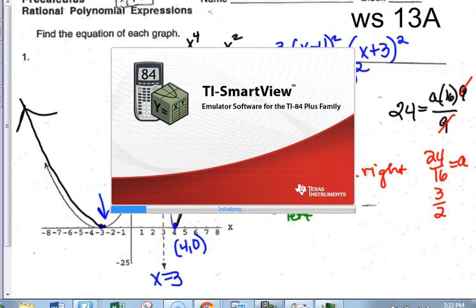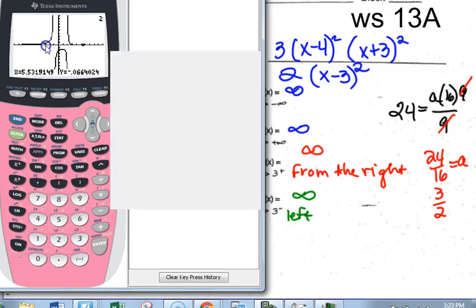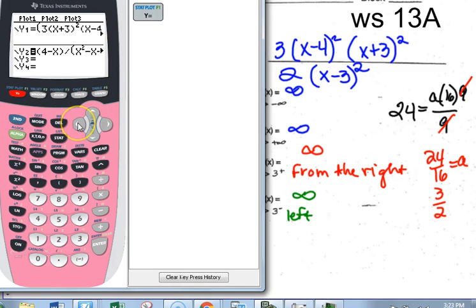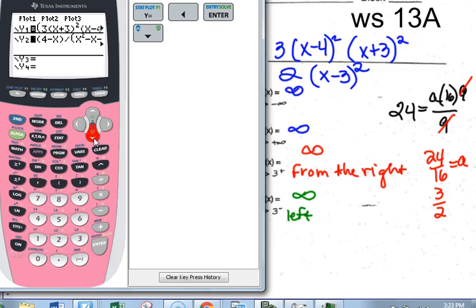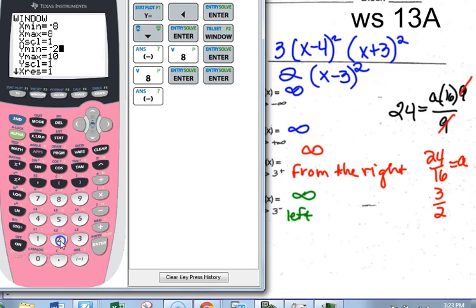All right, what I did, guys, I typed in my equation with an extra set of parentheses around the whole top, an extra set of parentheses around the whole bottom of the thing we just did. And then I set the window. What was their window, guys? Can you tell from their graph paper? Negative 8 to 8. Negative 25 to 100.